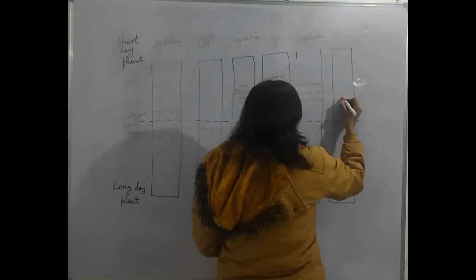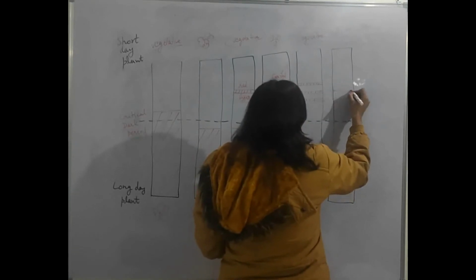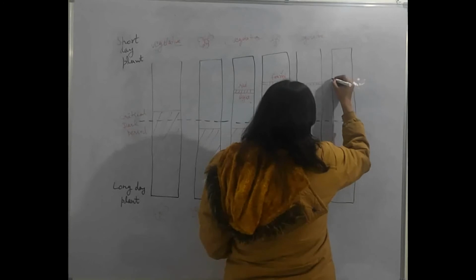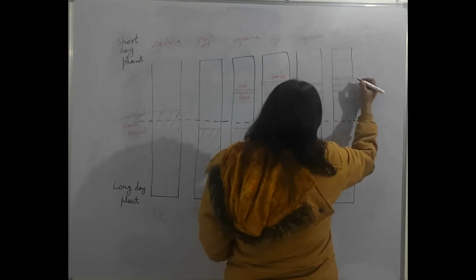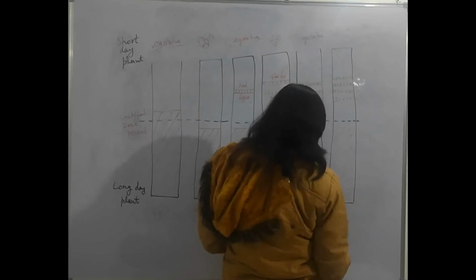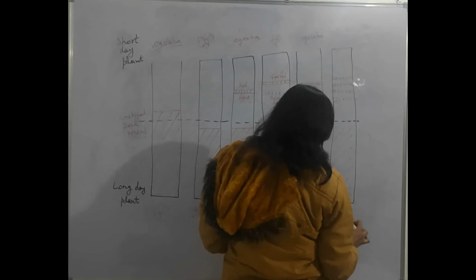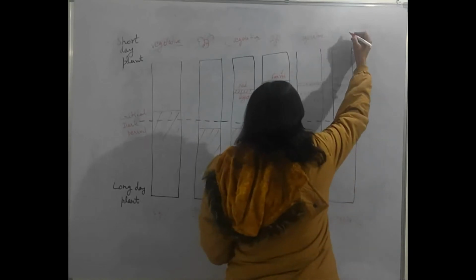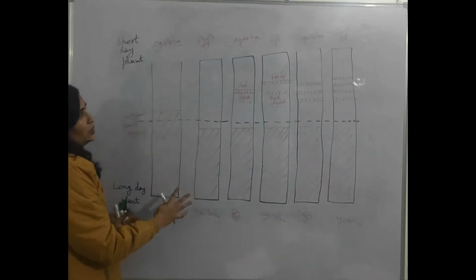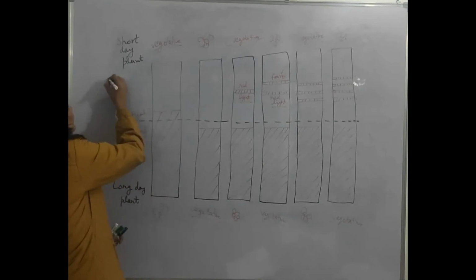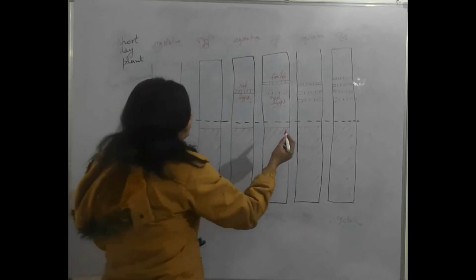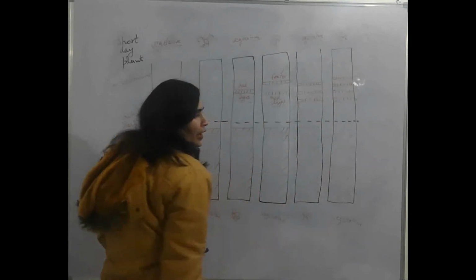In next case, red light followed by far red light, again red light, and again far red light. So this red light effect is inhibited or reversed by far red light. So in this case, long day plant remains vegetative, while short day plant will show flowering. So in this experiment, we can see the role of phytochrome. This phytochrome is responsible for this red light, far red light effect.